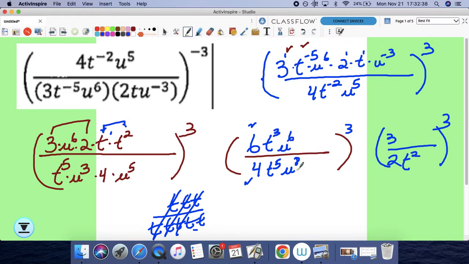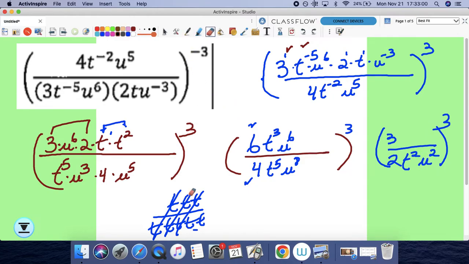u^6, u^8, and again, we have 6 u's in the top being multiplied, 8 u's in the bottom being multiplied. If you cross them out, you're going to have 2 left over in the denominator. There's nothing else to do. Now I can take that and raise it to the 3rd power. So it's this inside the parentheses multiplied by itself 3 times.